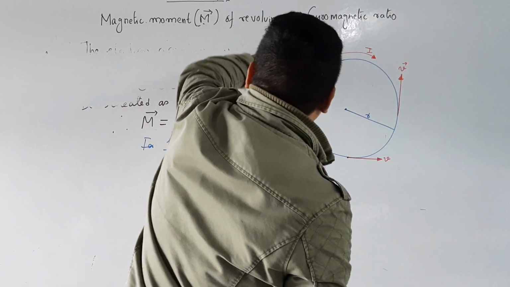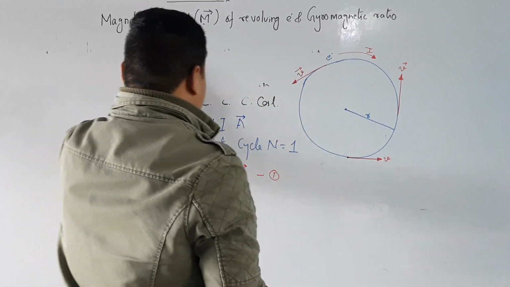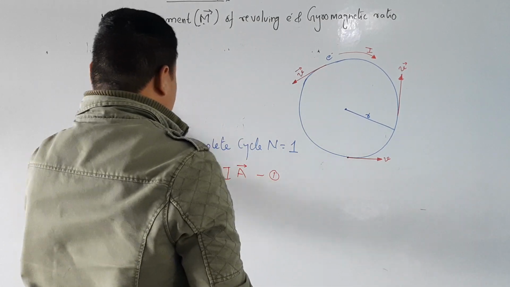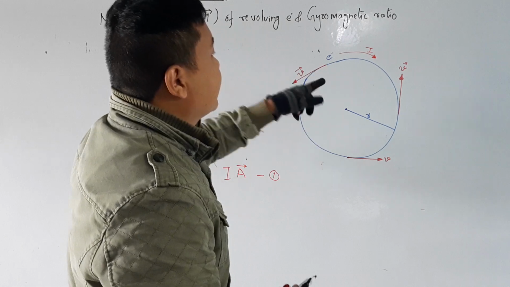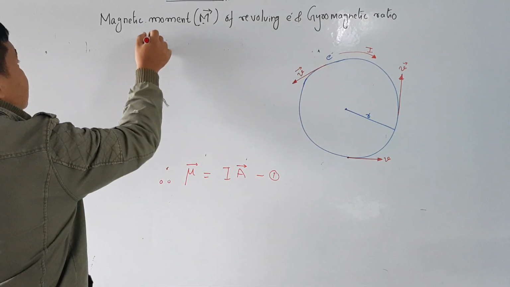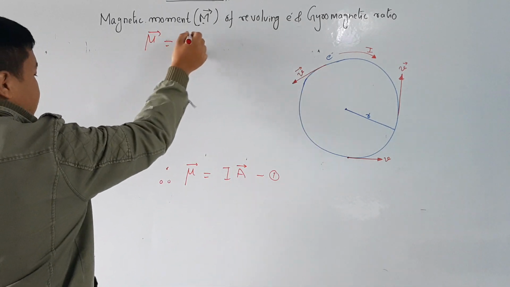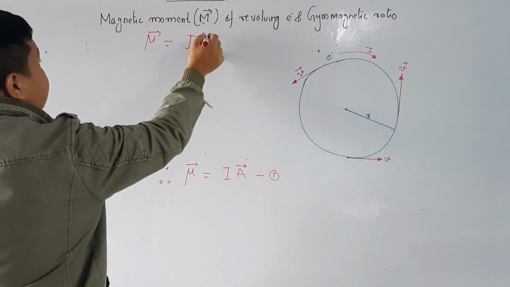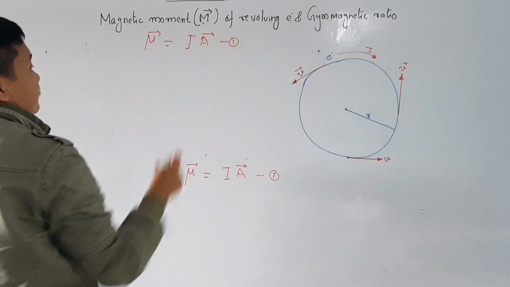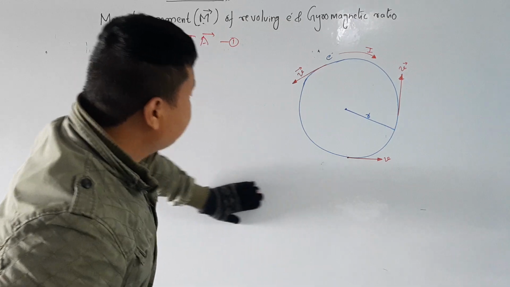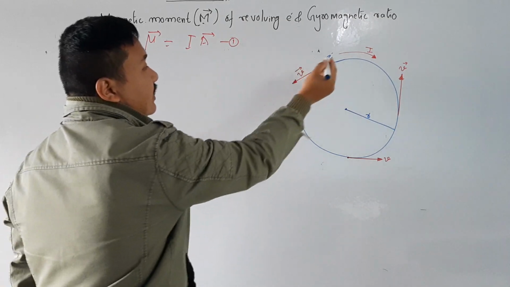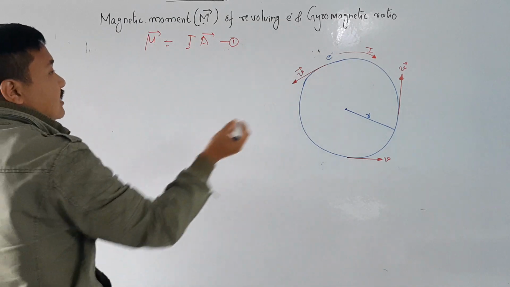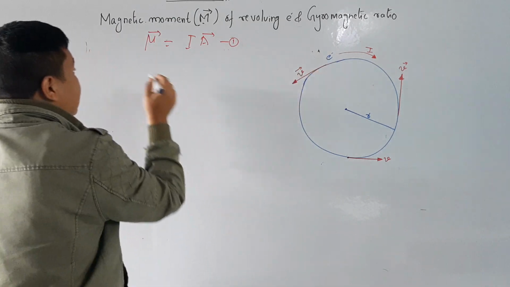Now this is the magnetic moment or magnetic dipole moment for this one complete cycle of electron. So I will write it here. Mu is equal to IA vector, equation 1. Now I want to find the current. Okay, this is for the coil. Now I want to find the current I, because this current is produced by electron.